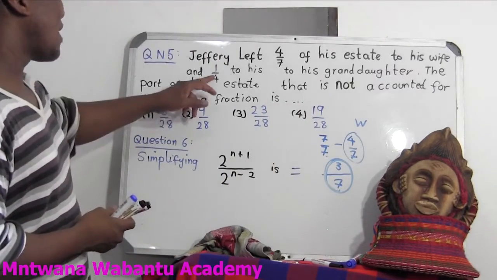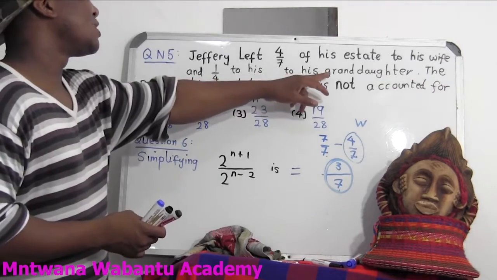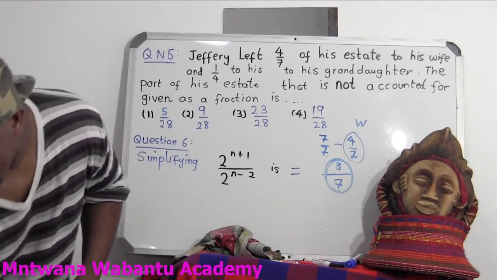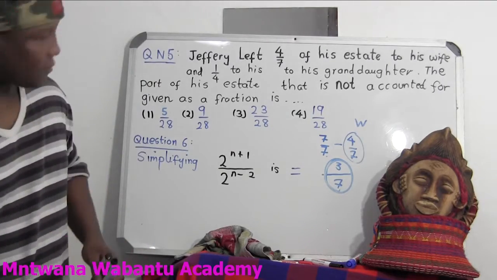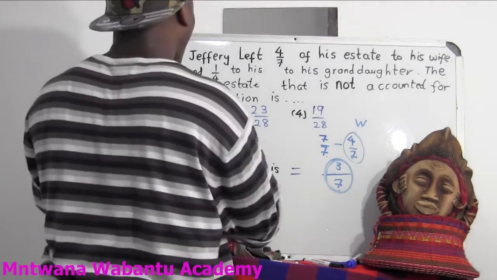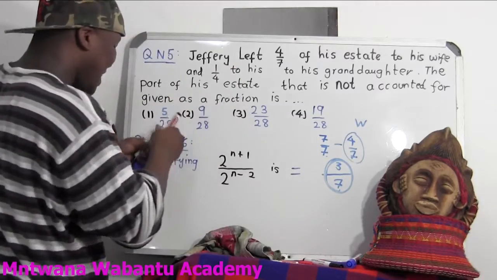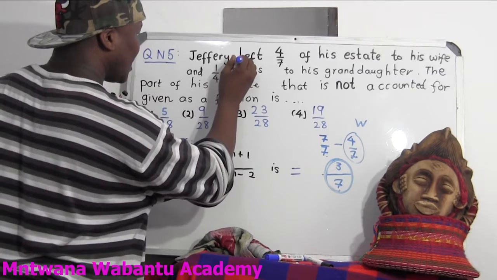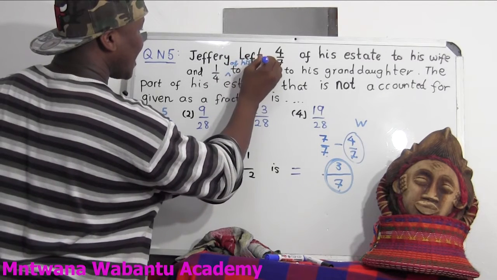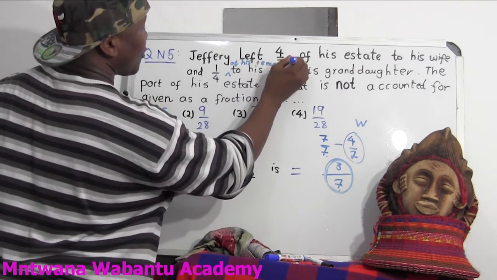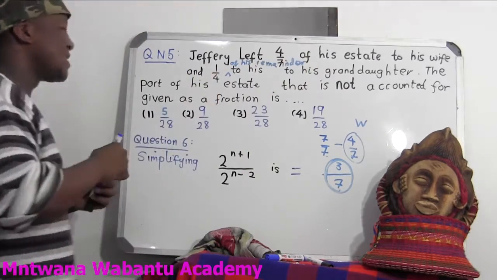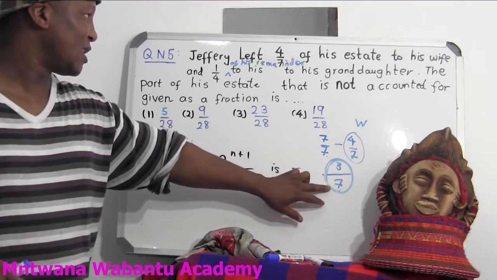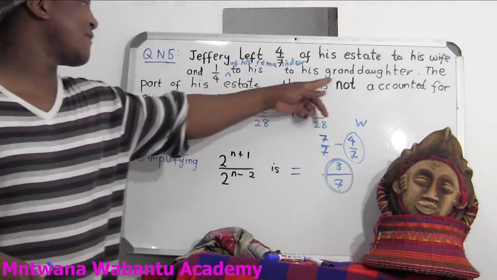And then they say 1/4 of his remainder to his granddaughter. Okay, there's something I forgot: it's supposed to say remainder here from the question. 1/4 of his remainder. So what is his remainder? This is what he left with, 3/7. So he takes 1/4 and gives it to his granddaughter.